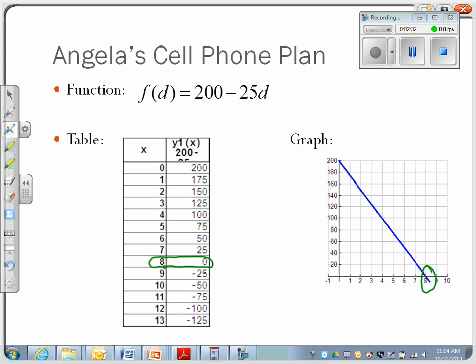So in both of these cases, we were looking for the zero of the function. The zero of the function is when the function value gets to 0, when the output value becomes 0. You'll notice that on the table, it was under y, when the y value is 0. And on the graph, it was also where the y value is 0, or where we are on the x-axis.